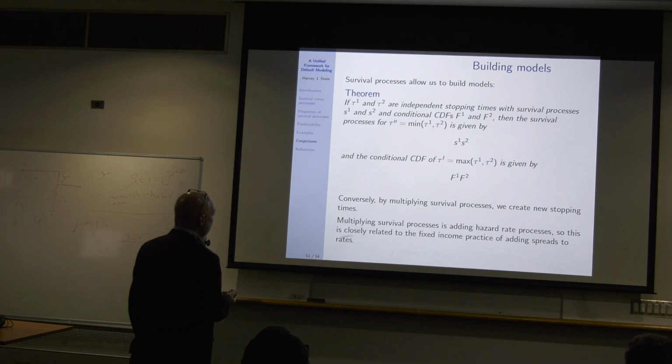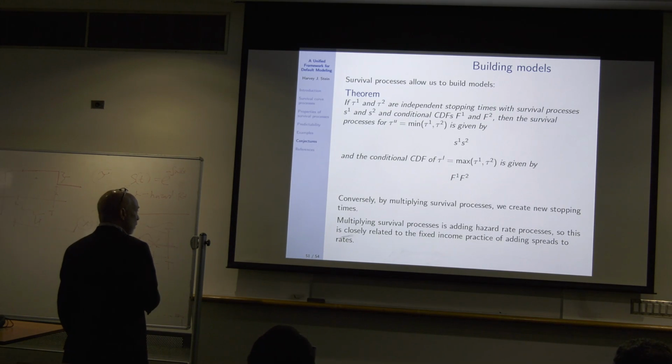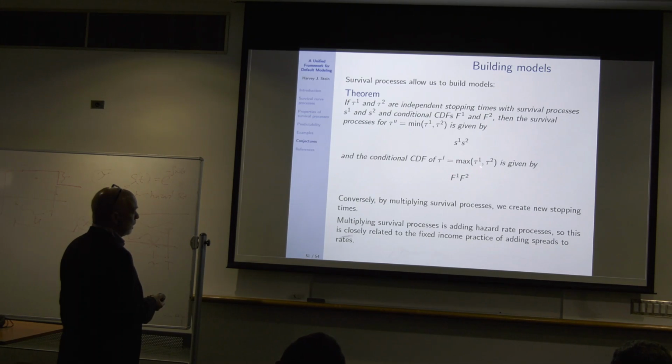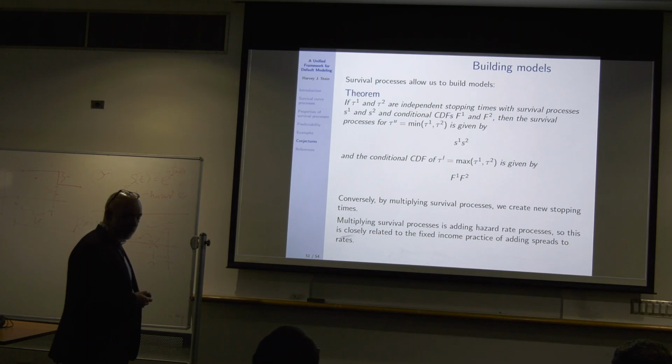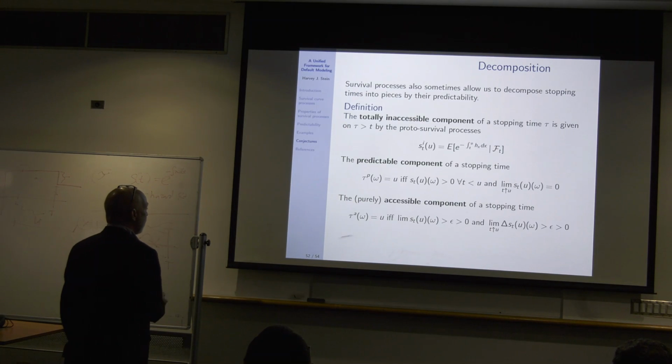We mentioned we can put together models. We already went through that in the examples, right? You can take the min of 2 hazard rates by multiplying the survival curves if the 2 stopping times are independent. Similarly, you can take the max of the 2, and then you're multiplying the CDFs instead of the survival curves. So the math is all pretty simple.